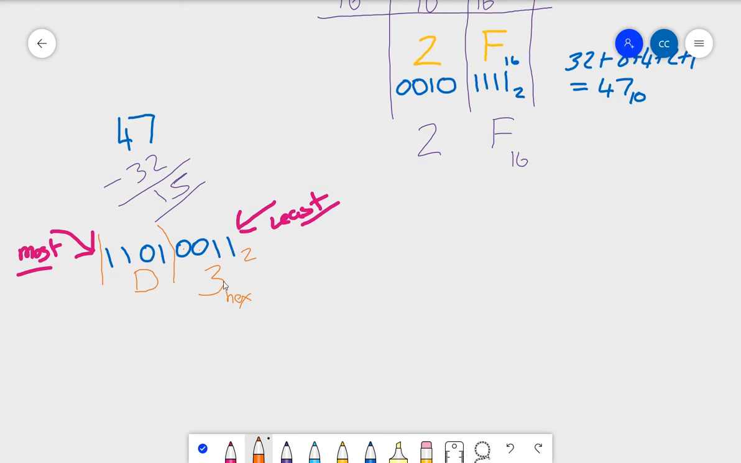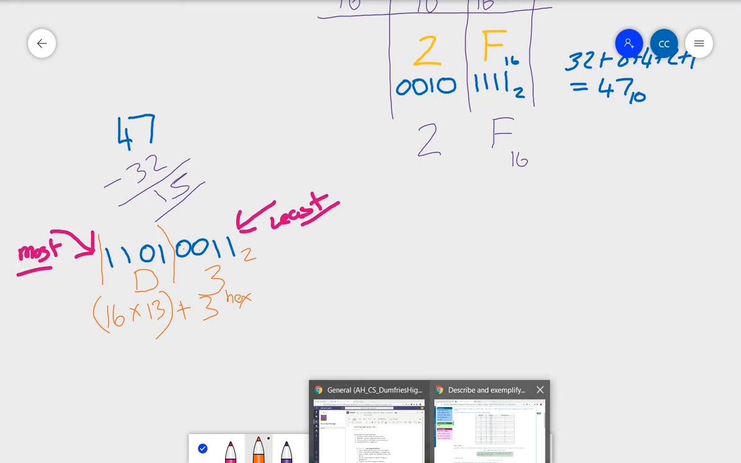Now, how can we check to make sure it's correct? Well, we could work out the hexadecimal and work out the binary and see if they're both the same in decimal. So let's do that. So D is the same as, what did we say that was? D, that was 13, wasn't it? So that's 16 times 13 plus 3. So 16 times 13. Have I got a calculator somewhere? Let me go and get it.